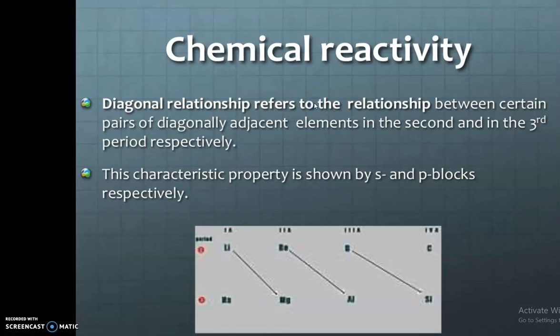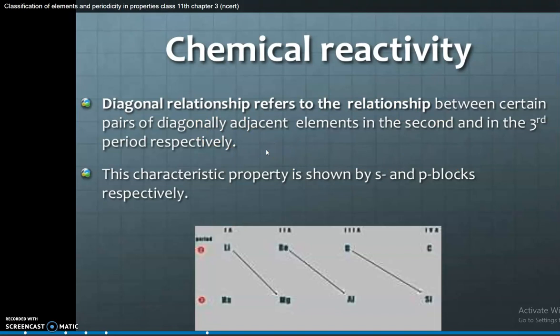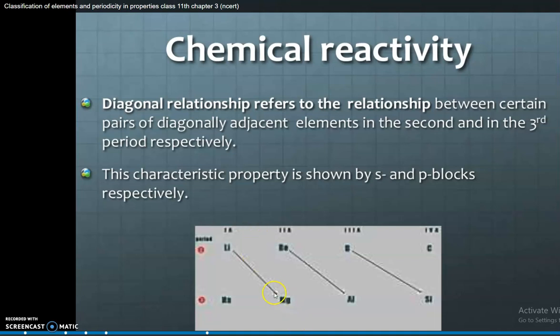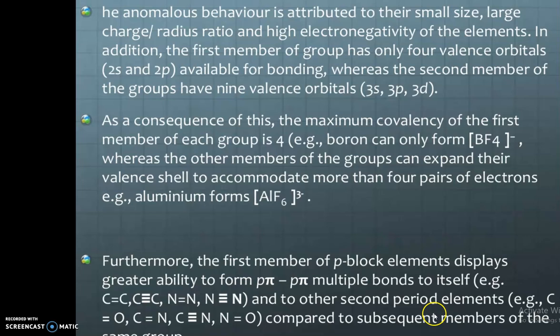That is, certain pairs of diagonally adjacent elements in the second and third periods show similar properties. For example, lithium shows the properties of magnesium, beryllium shows the properties of aluminium, and boron shows those of silicon. This is known as the diagonal relationship. Why they show the diagonal relationship: first, they are very small compared to other elements, there is a lack of d orbitals, and the charge by radius ratio is very low. These are the reasons. You have to know why they show these properties, and such application level questions also you can expect.